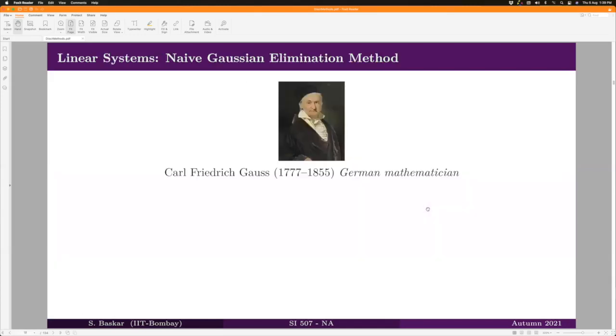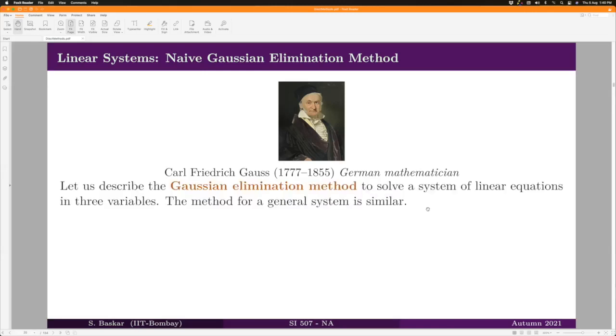Let us start with Gaussian elimination method. The method that I am going to introduce is the basic version of the Gaussian elimination method, which is called the naive Gaussian elimination method. After introducing this basic method, we will also introduce what is modified Gaussian elimination method. So the method is named after a German mathematician called Friedrich Gauss. Let us describe the method through a 3 by 3 system, and the idea can be generalized to any n by n system in a similar way.